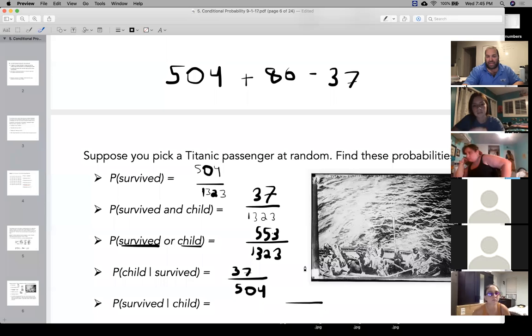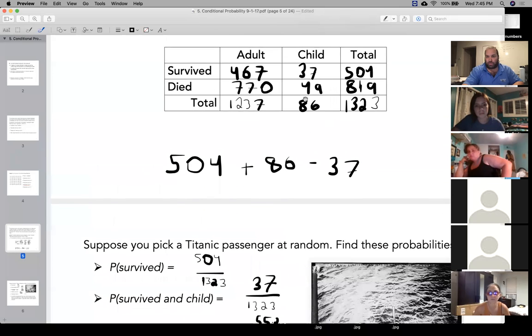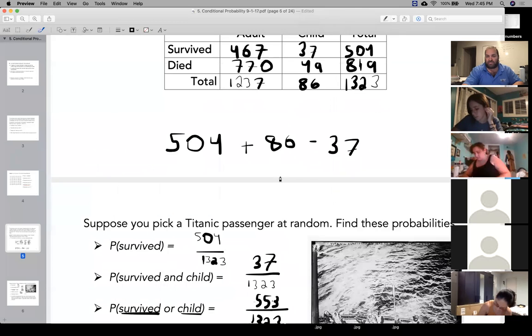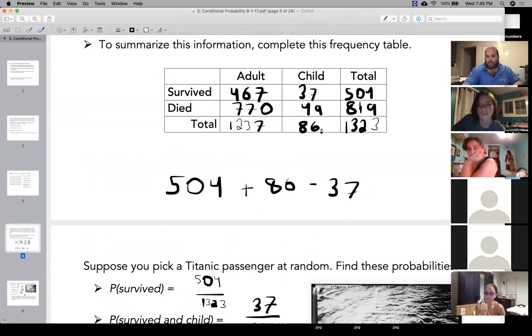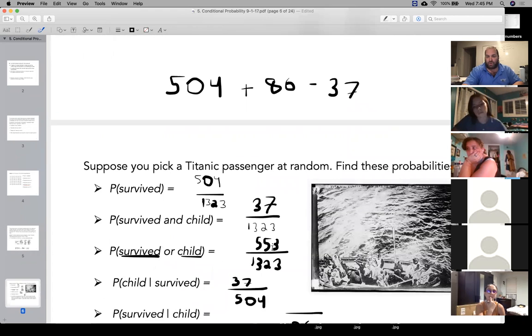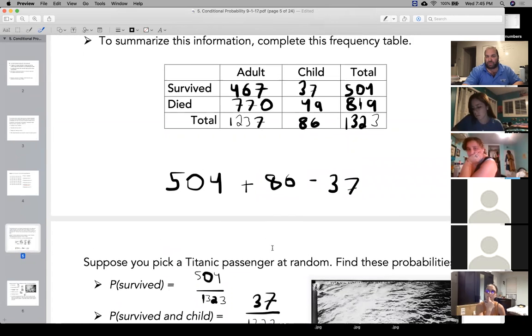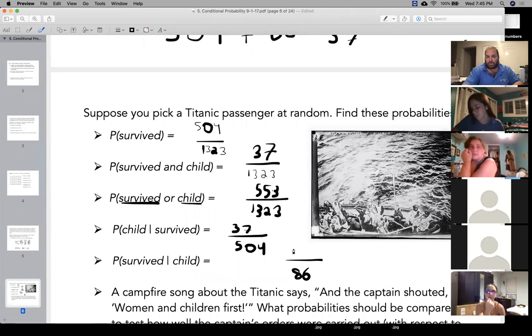86. 86, the number of children. That's my given. I'm given that it's a child. So I only consider the 86 children. And of those 86 children, all I care about is this column now, nothing else matters. Of those 86 children, how many survived? 37.